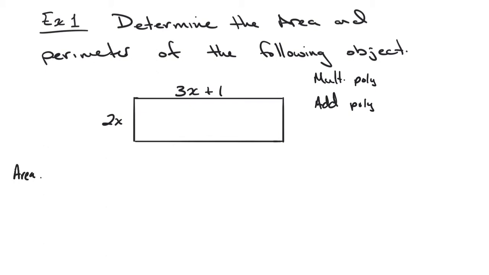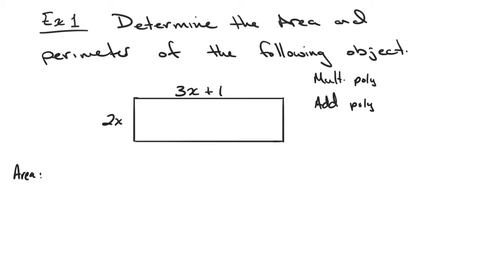The area inevitably is going to be, in my mind, a little bit less work than finding the perimeter. Now, the area of a rectangle: you do need to know that you take its length and multiply it by its width. So length times width. In this case, I have my length labeled as 3x plus 1, and I have my width labeled as 2x. Now, this is a binomial, it has two terms, and this is a monomial.